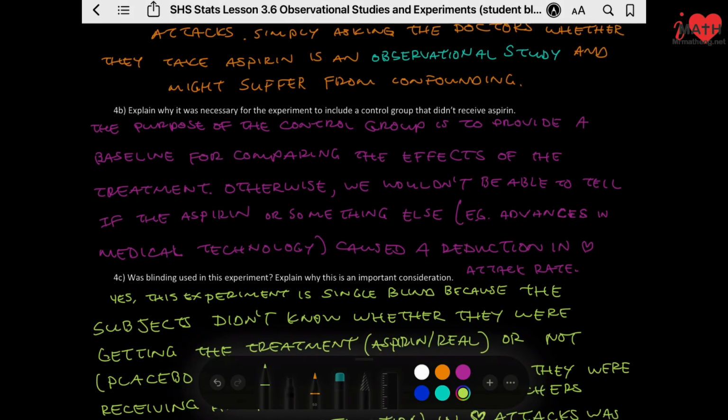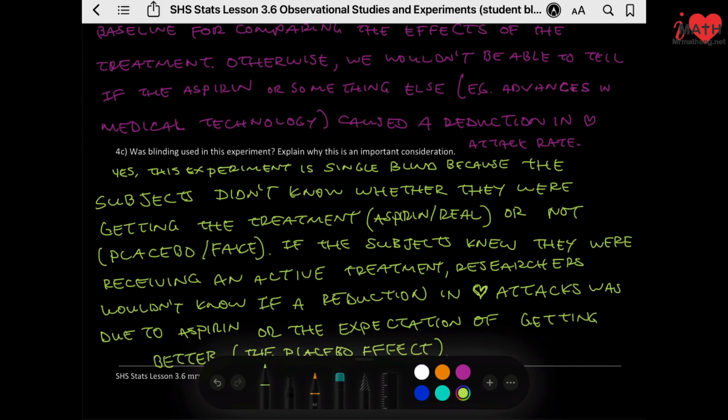4B, explain why it is necessary for the experiment to include a control group that didn't receive aspirin. The purpose of the control group is to provide a baseline for comparing the effects of the treatment. Otherwise, we wouldn't be able to tell if the aspirin or something else, such as advances in medical technology, exercise, diet, cause a reduction in heart attack rates. Okay, so you have to have a comparison. And lastly, C.